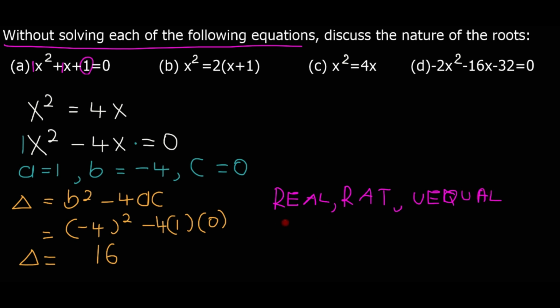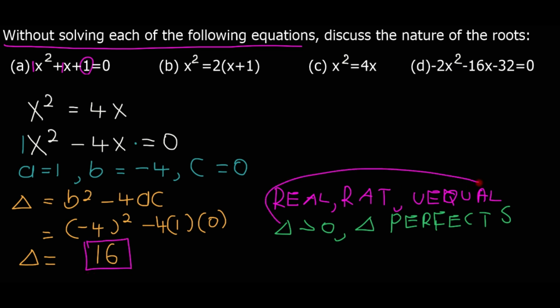This is because delta is greater than 0, and at the same time the delta is a perfect square, because 16 is a perfect square. So this is the conclusion.